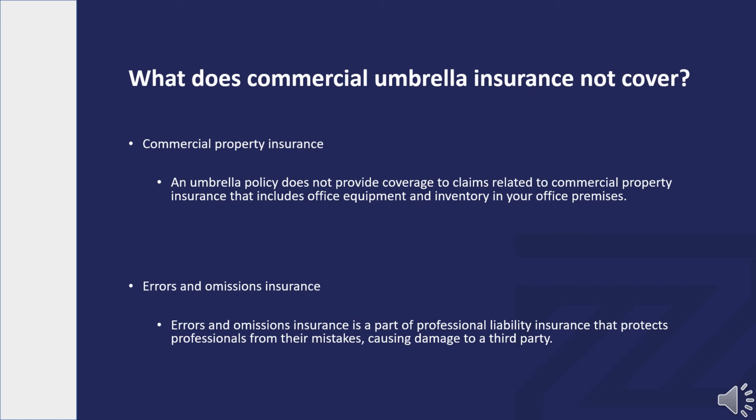Errors and omissions insurance is a part of professional liability insurance that protects professionals from their mistakes, causing damage to a third party. Umbrella coverage excludes claims for professional errors and acts of negligence arising in the course of doing business.